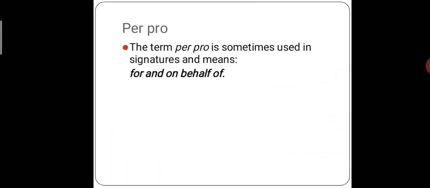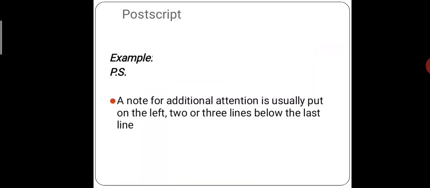Next part, per pro. That is, the term per pro is sometimes used in the signature and means for and on behalf of. Next part, postscript. Example, PS means a note for additional attention, usually put on the left 2 or 3 lines below the last line.